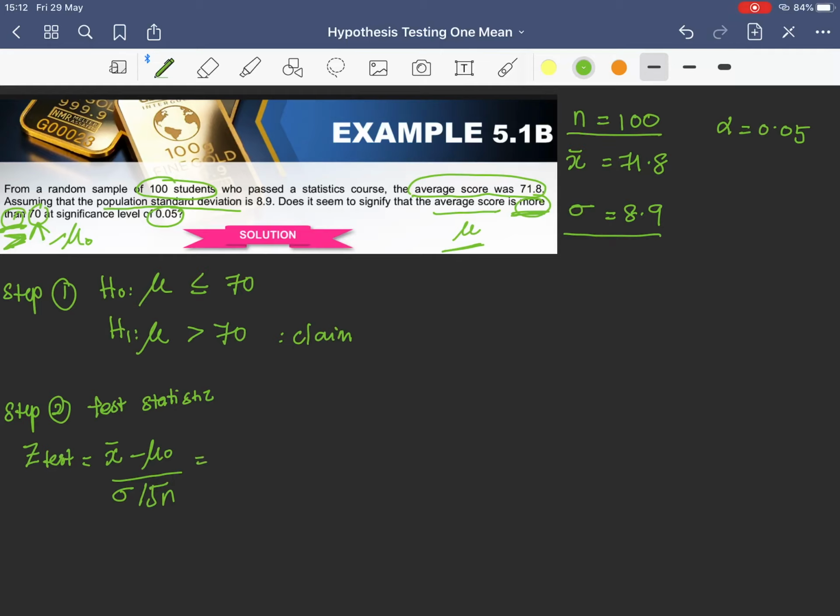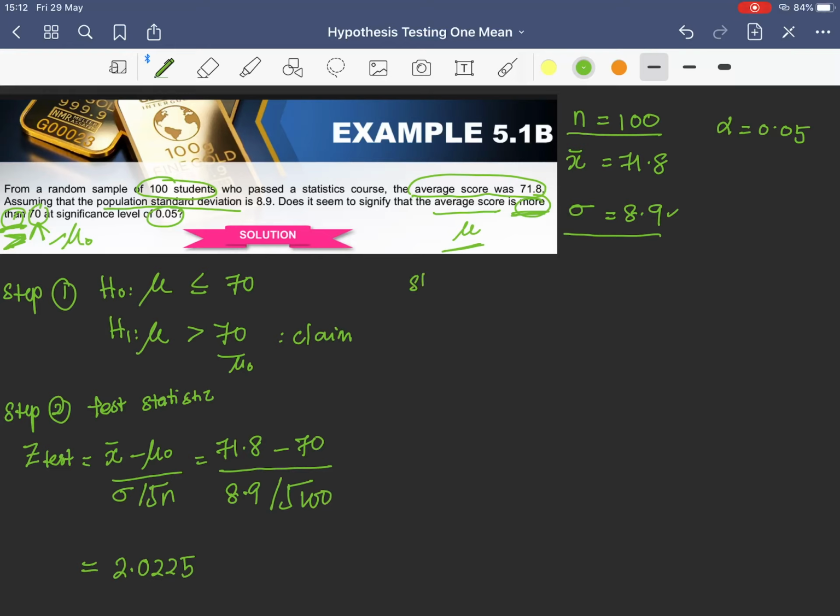Substitute the information. Our x bar is 71.8 minus mu naught. Here is mu naught, 70, over sigma 8.9 over square root 100. Okay, press your calculator. You will get 2.0225. This is your Z test.